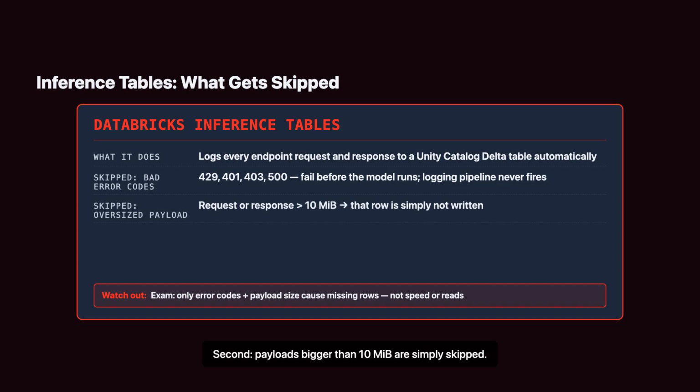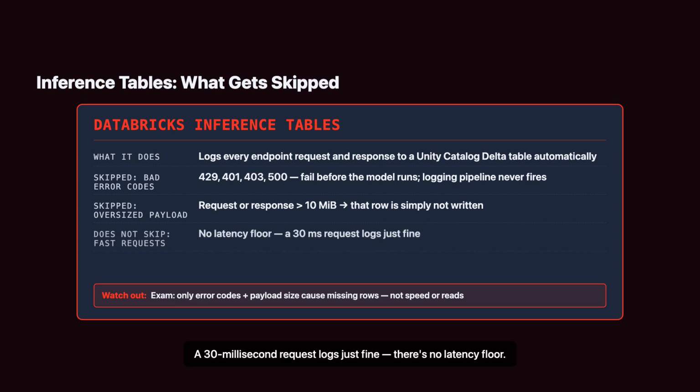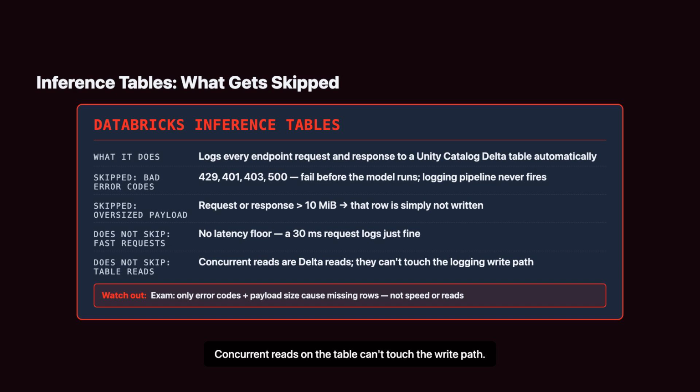Second, payloads bigger than 10 MB are simply skipped. One giant response body and that row disappears. What doesn't matter? Speed. A 30 millisecond request logs just fine. There's no latency floor. Concurrent reads on the table can't touch the write path. The exam tests two hard stops: error codes and payload size.